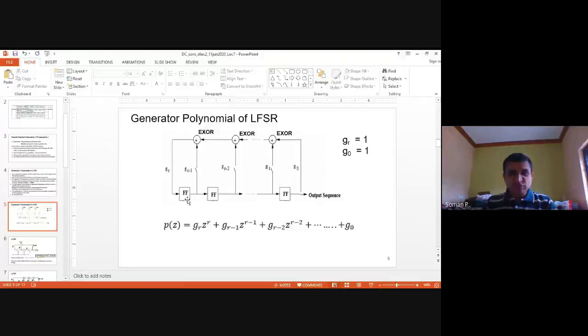So this is the first flip-flop, FF1, 2, 3, up to FFR. So the general structure is you have R number of flip-flops, and the outputs of all those are XORed and fed back to the first flip-flop input.